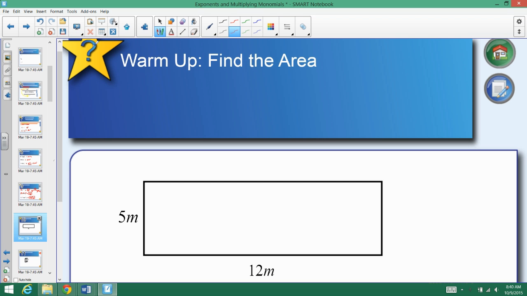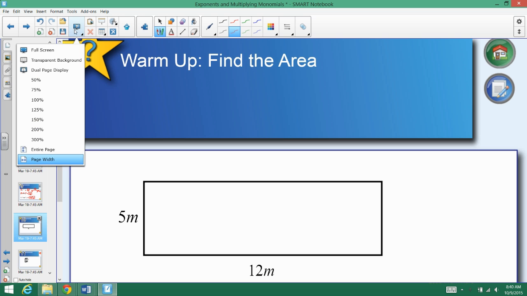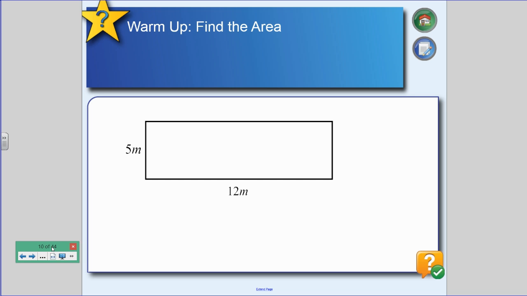We're going to continue on our algebraic simplifying journey, and we are going to do a part 2 video on the multiplying monomials lesson. So here we go.